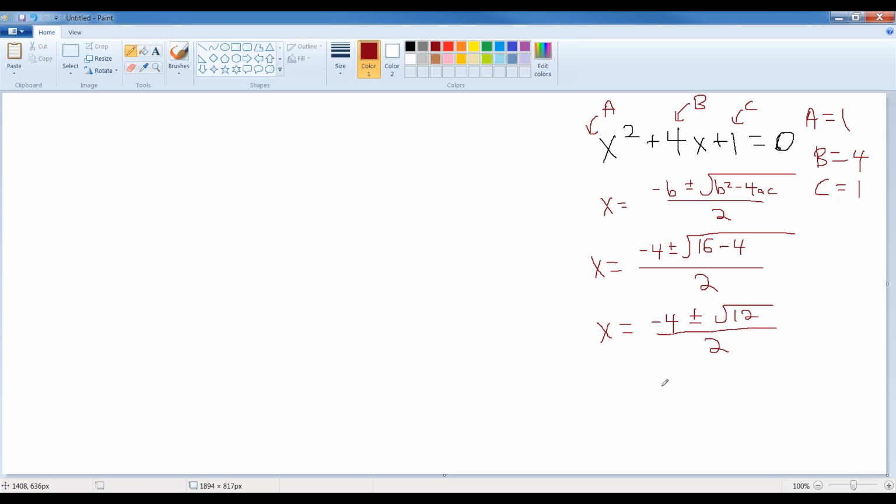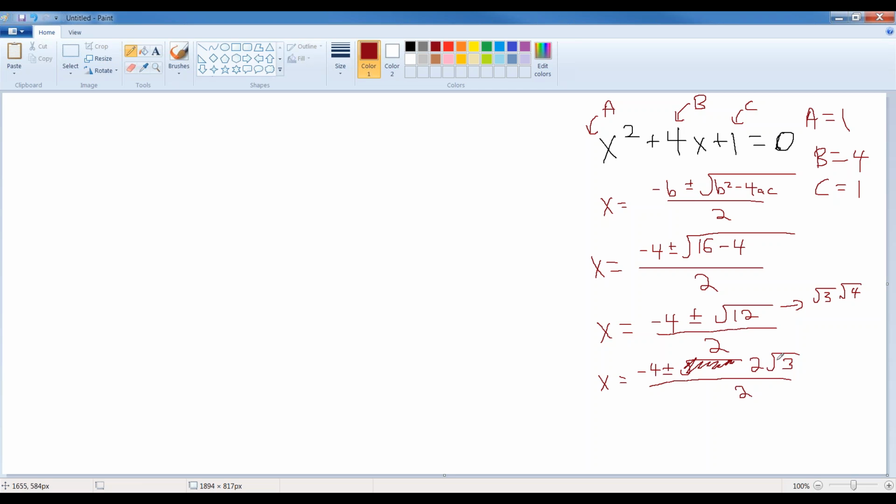And leaving it like this would be okay. If you wanted to break it down further, you could. Negative 4 plus or minus the square root of 12 is actually the same thing as the square root of 3 times the square root of 4, because 3 times 4 is 12. And the square root of 4 is 2. Again, this is covered in the section on how to break down roots. So we could say, for example, this is 2 times the square root of 3 divided by 2.